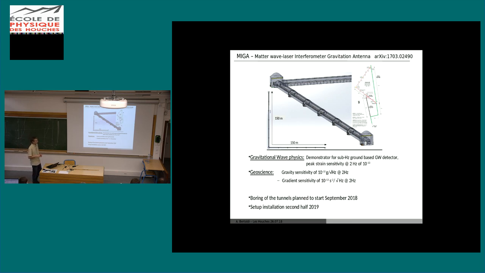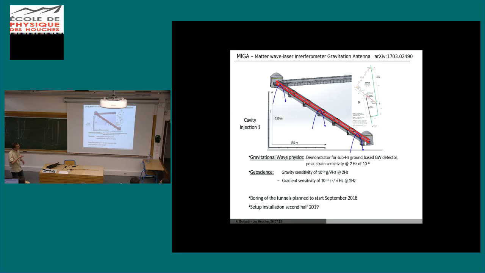The second target is geoscience. The experiment will have really high sensitivity in terms of measurement of gravity and gravity gradients, and with that there are already plans to measure, for example, water percolating in the mountain, or there is a water basin underground. We want to see the filling of this basin, and so on. The boring of the tunnels is planned to start in September 2018 and should be finished by next summer, and the setup should be installed by the end of next year.